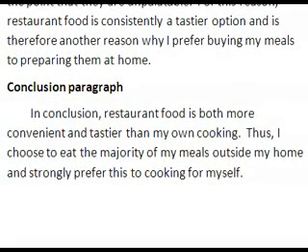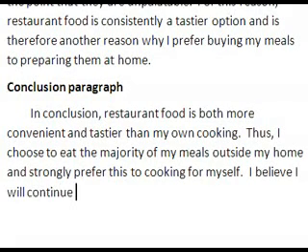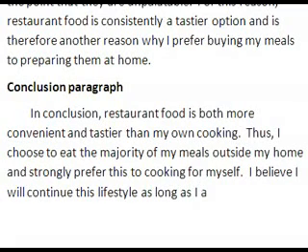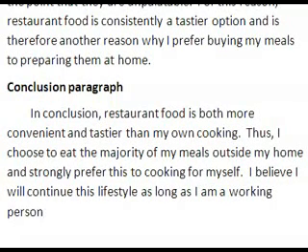So I believe I will continue this lifestyle as long as I am a working person. I believe I will continue this lifestyle as long as I am a working person. Not the greatest conclusion I've ever written, but I'll take it.